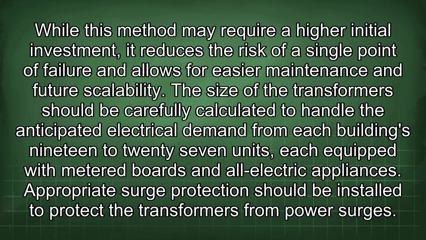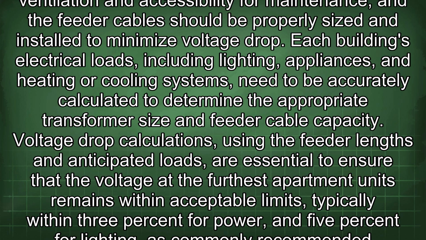The size of the transformer should be carefully calculated to handle the anticipated electrical demand from each building's 19 to 27 units, each equipped with metered boards and all electric appliances. Appropriate surge protection should be installed to protect the transformers from power surges. The utility tunnel should be inspected for adequate ventilation and accessibility for maintenance, and the feeder cable should be properly sized and installed to minimize voltage drop.